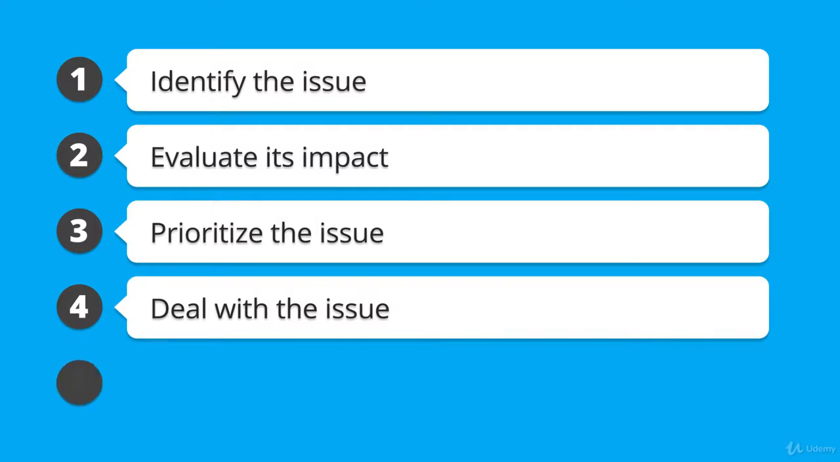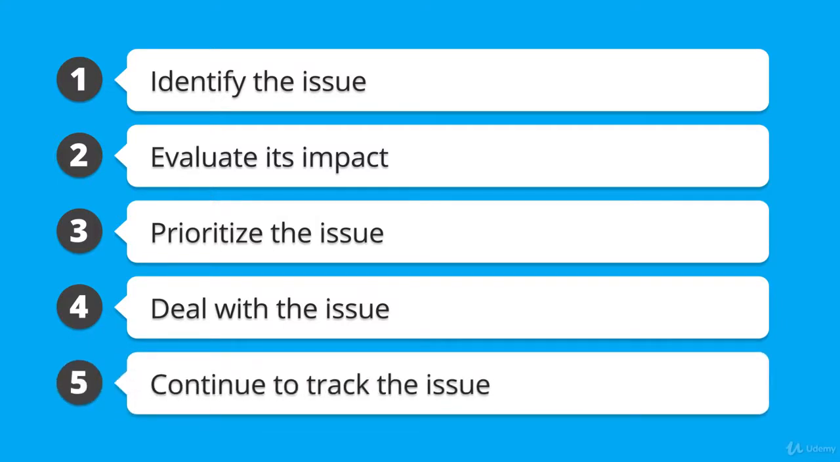Then number 5 is continue to track the issue. Don't forget about the issue once you take steps to fix it. Use meetings to revisit these issues and ask, did you actually solve it? Has it improved? Has it gotten worse? Or has the issue just changed in a different way?